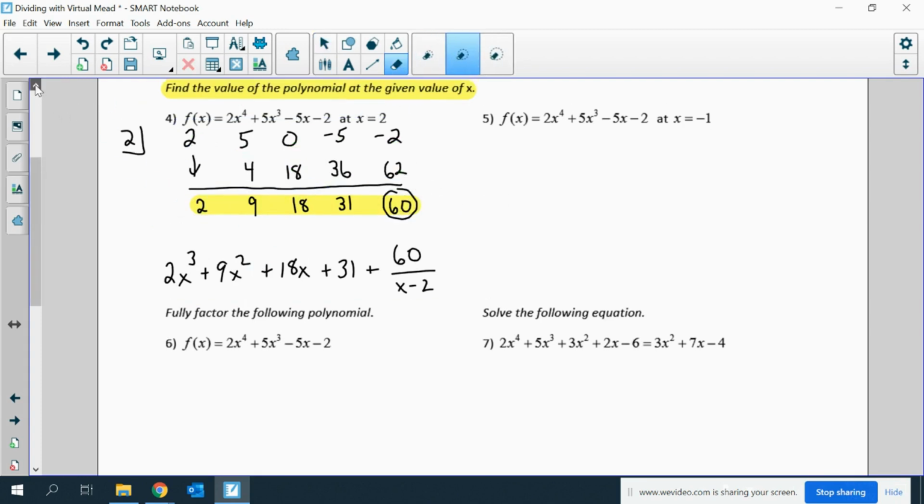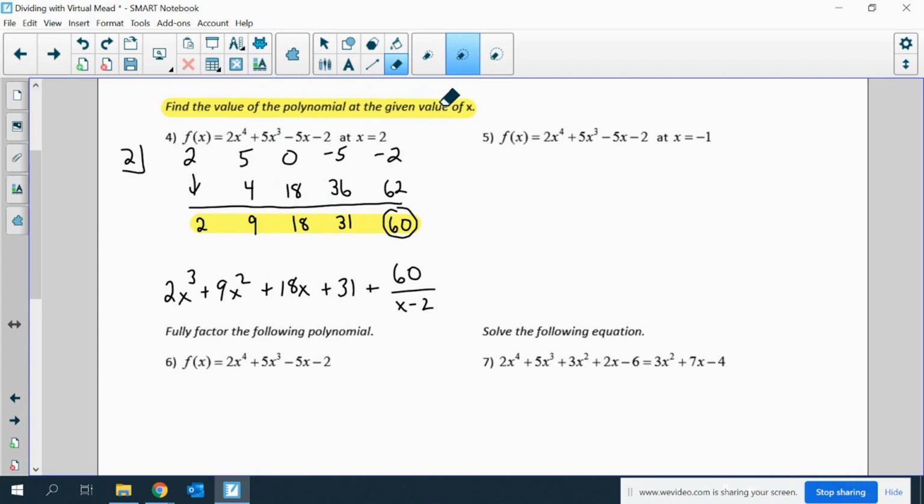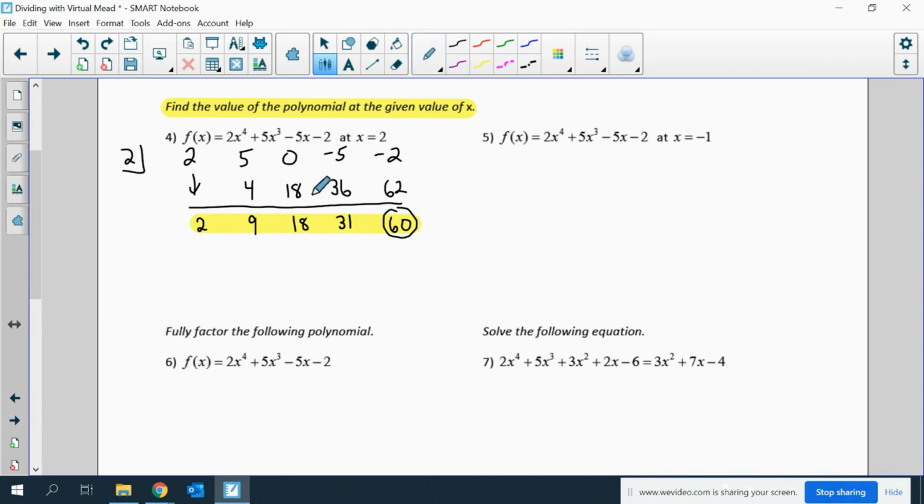So since my directions here say the value of the polynomial at a given value of x, if I want to find it at 2, I substitute 2 using synthetic division, but we can also call it synthetic substitution. So instead of writing the polynomial, because the question is not asking about the polynomial now, it's now saying, what is f of 2? Well, it can give me the exact same thing. F of 2 is 60.